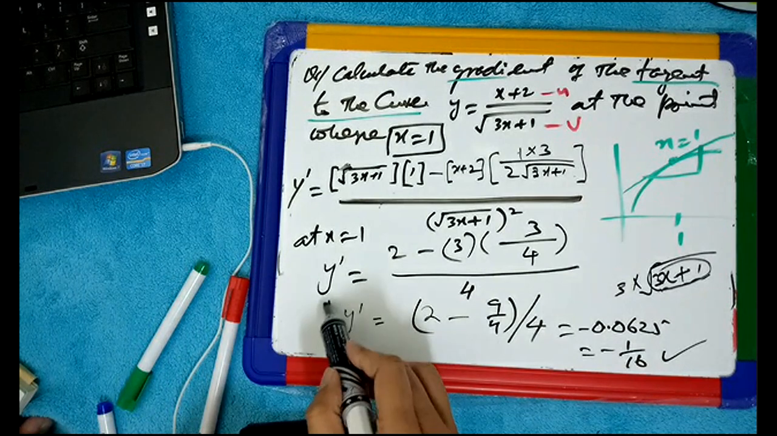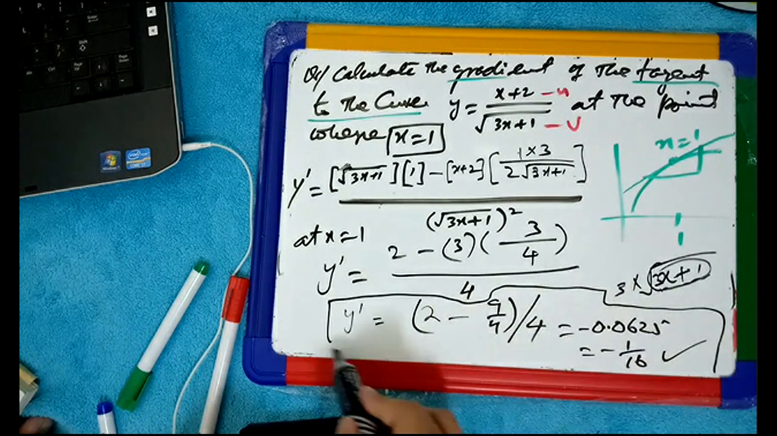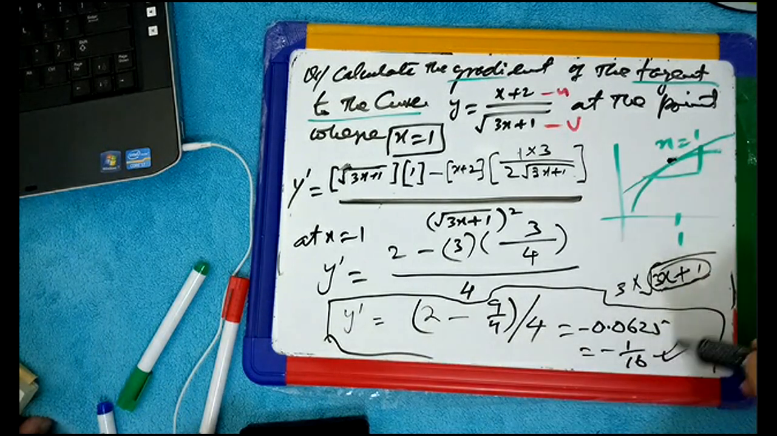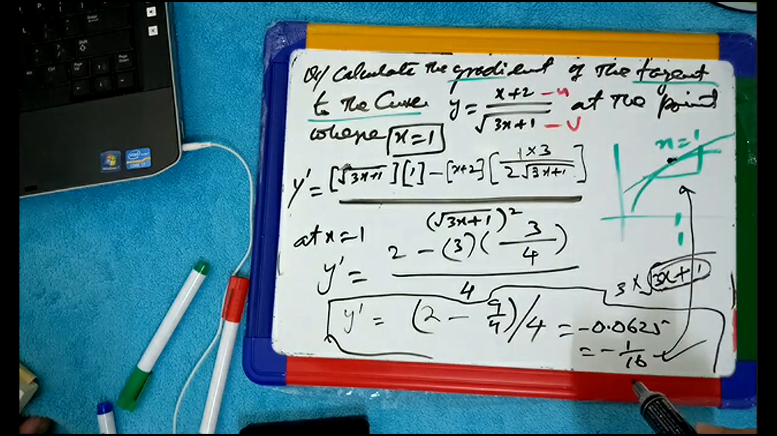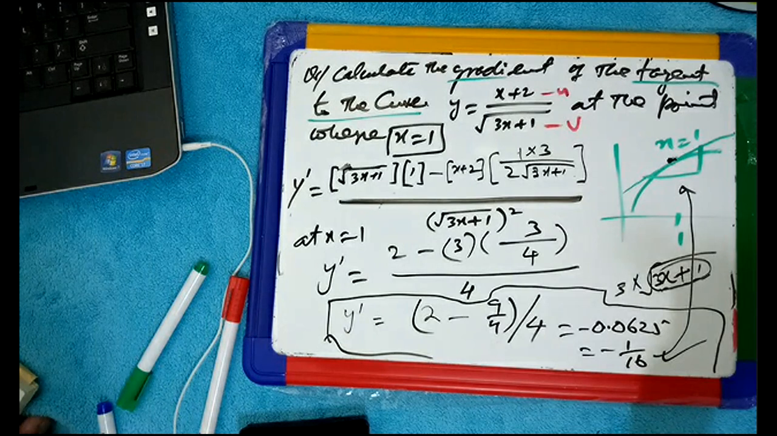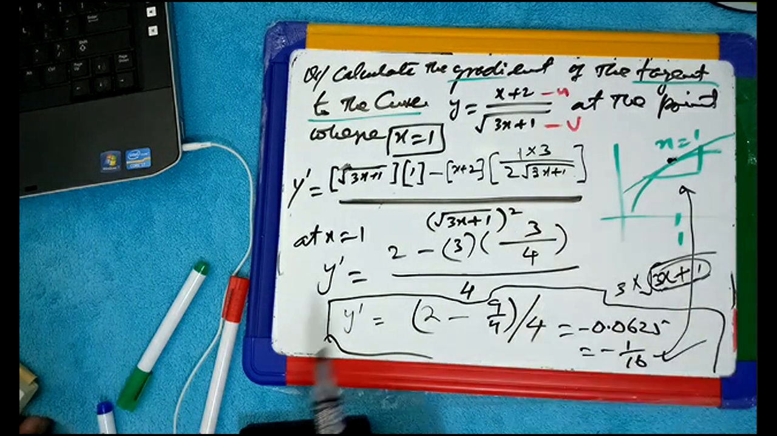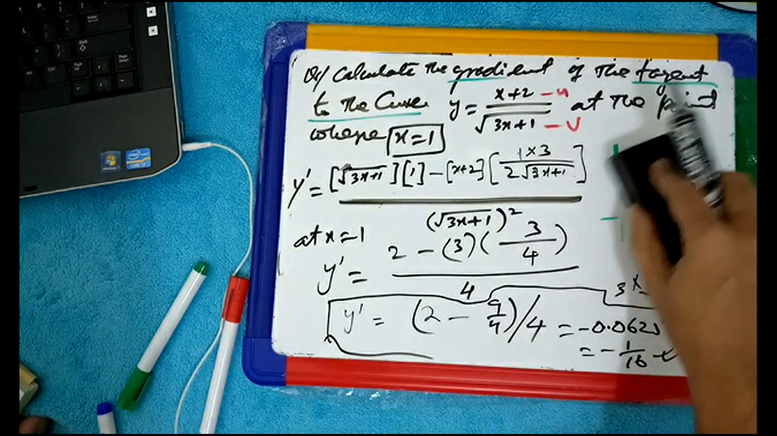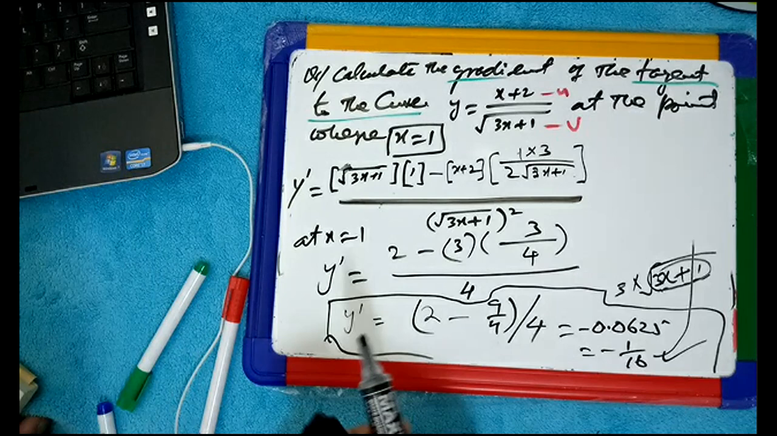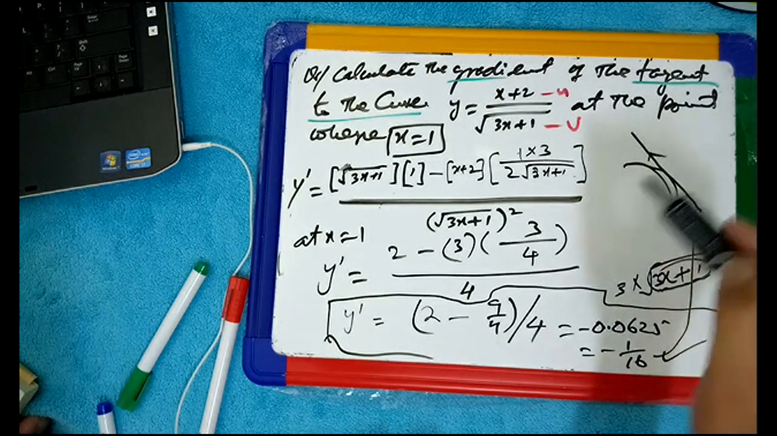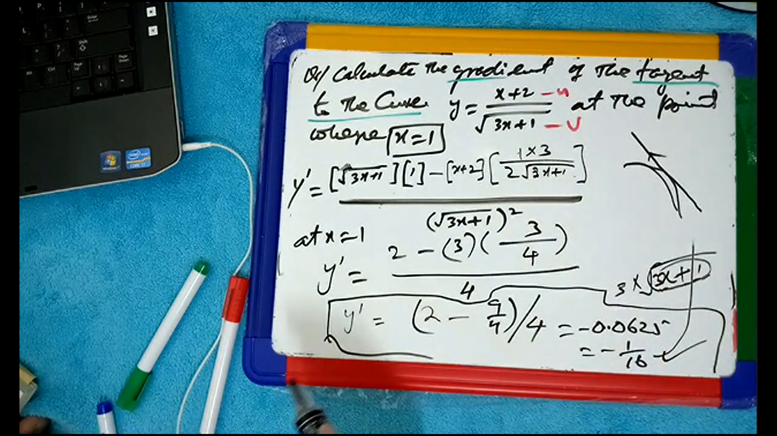So what is this you found? This is the question you did: the gradient of this curve. At this point, the gradient of the tangent is minus 1/16. If the gradient is negative, it goes in the negative direction, means left side. So when the gradient is negative, the line goes towards the left side. Got it?